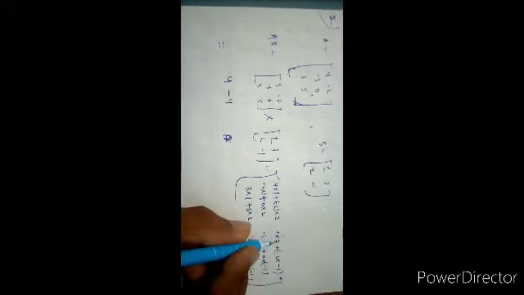This is the result: 4 minus 4, then 12 plus 2, that is 14, then minus 3, then minus 9, then 13, then 4. This is the result, that is 0 14 minus 3 minus 9 13 4. This is the result of this question.